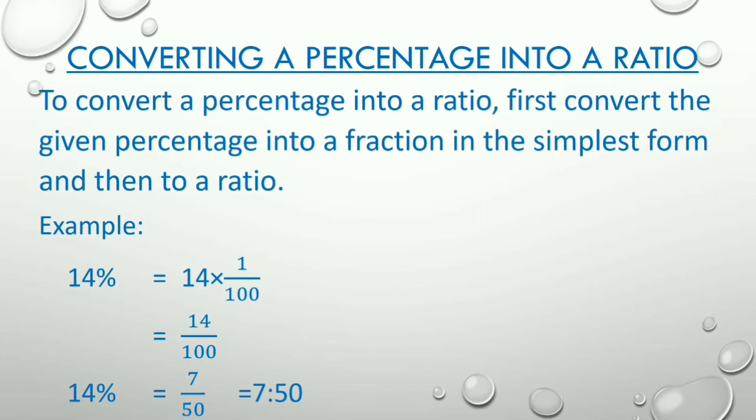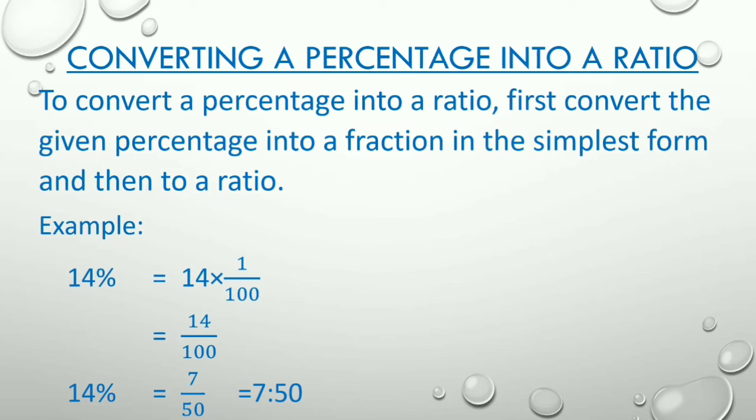For example, we have 14% here. To convert it into a fraction, we have already seen that we have to multiply it with 1 by 100, or we have to replace the symbol of percent with 1 by 100. Hence we get 14% is equal to 14 by 100. Now 14 by 100, converting into simplest form, we get 7 by 50. Now 7 by 50 is a fraction and it can be written as 7:50 in the form of a ratio.